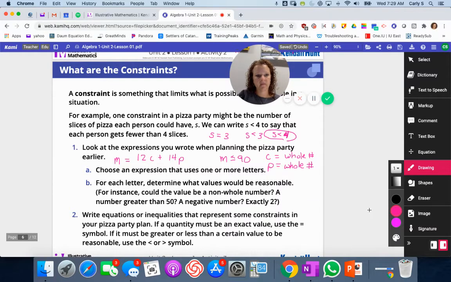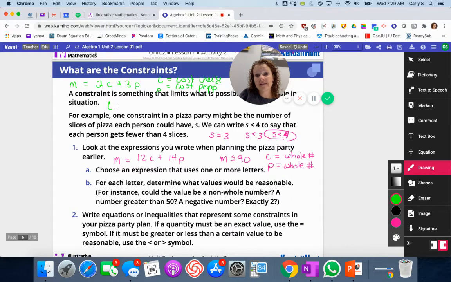One second. Let me change colors here. Let's talk about a different equation. If I had the amount of money is equal to, we want the number of cheese pizzas. No, let's do where it's a cost. So we're going to buy 2 cheese pizzas and 3 pepperoni pizzas, where C is the cost of cheese and P is the cost of pepperoni. Let's change our equation.